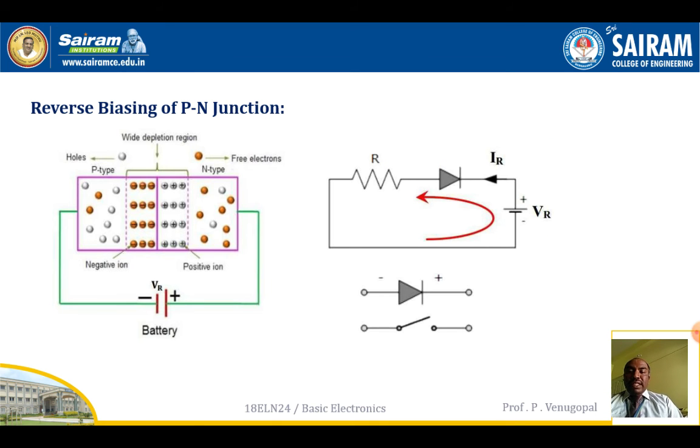Next, reverse biasing of the PN junction. In this type, you are observing that the negative polarity of the battery is connected to the p type and the positive polarity of the battery is connected to the n type. Since p is connected to negative polarity, what happens? The holes are attracted towards the negative polarity, and similarly electrons are attracted towards the positive polarity, which creates a large depletion region, as shown in the figure.